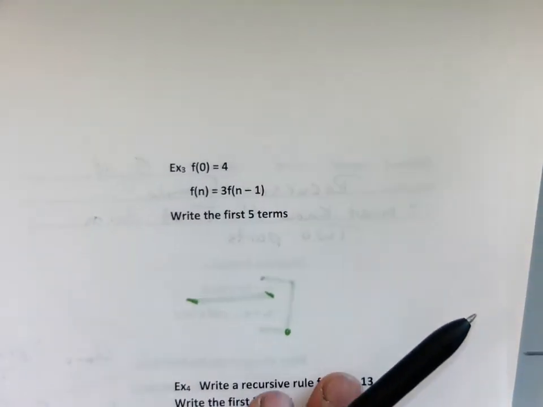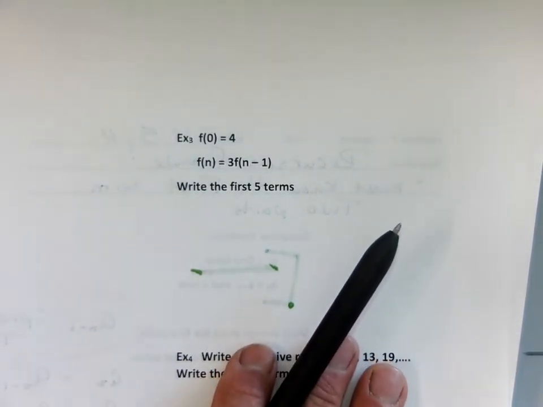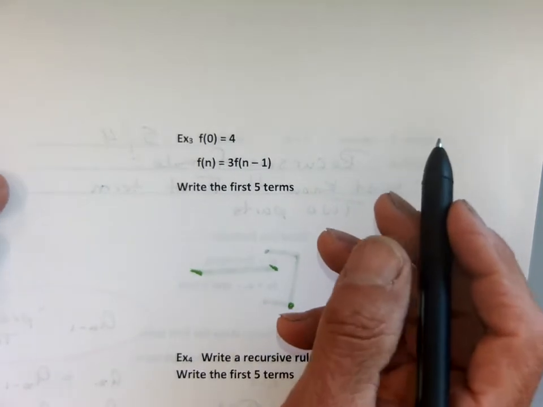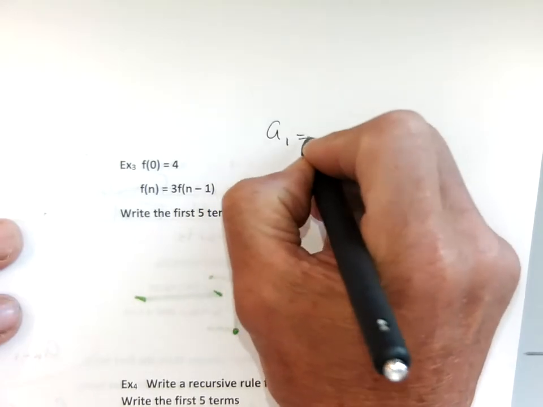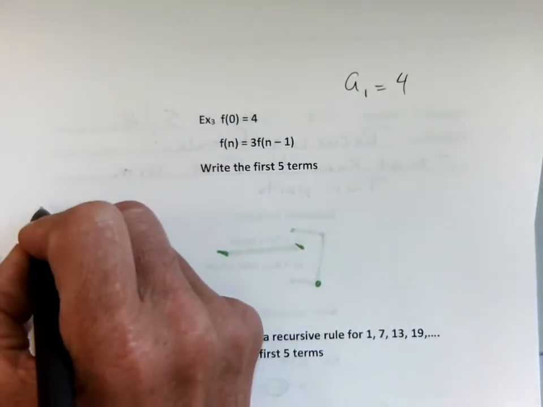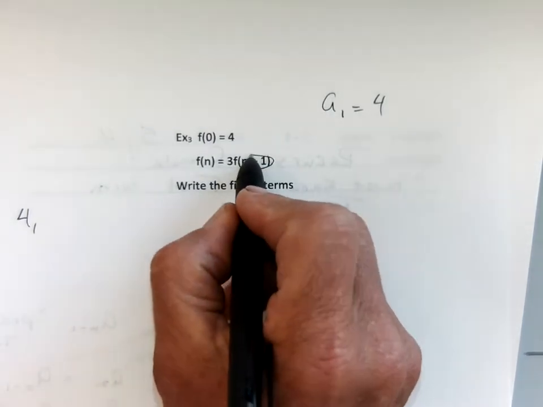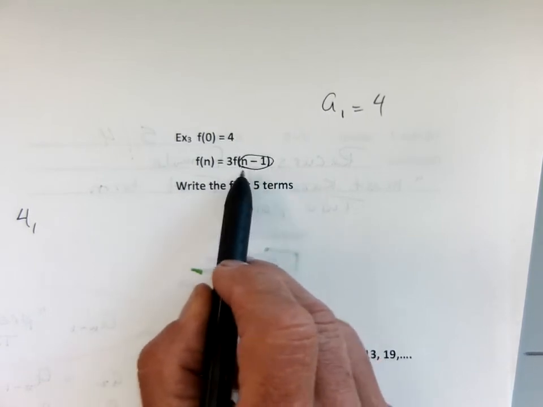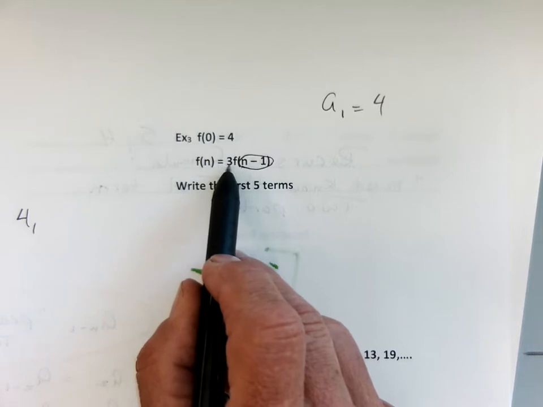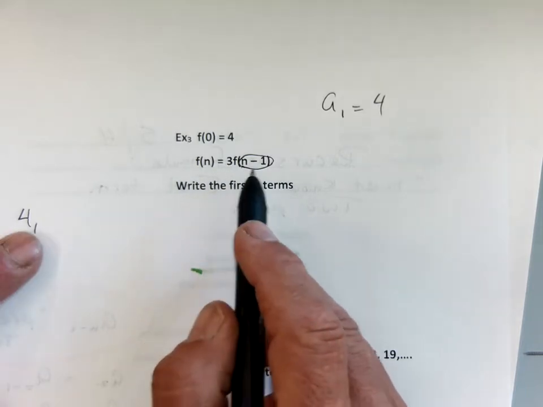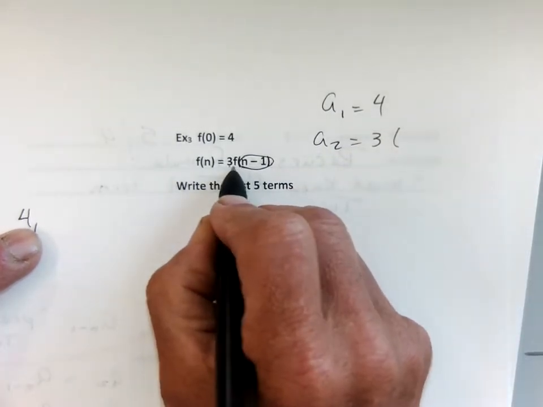Now, example 3 is the same stuff. It's just written different. They don't want to write it in function terms, okay? So, f of 0, we know the first term. F of 0 is 4. So the first term, A1, is really going to be 4. So we'll write down 4, okay? This again is the previous term, right? So if I want the next term, if I plug in 1, I've got f of 0, 4, and multiply that by 3. So A2 is going to be 3, there's my formula, times my previous term.